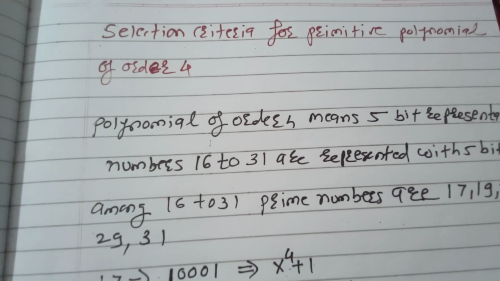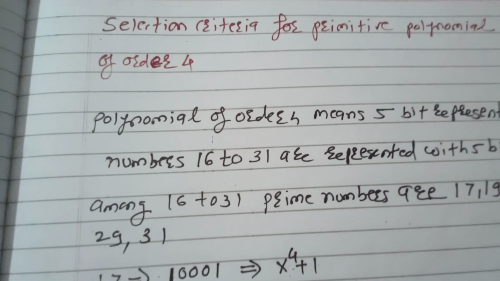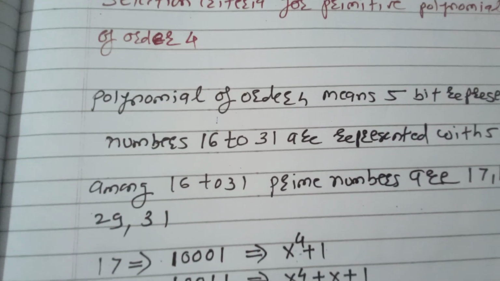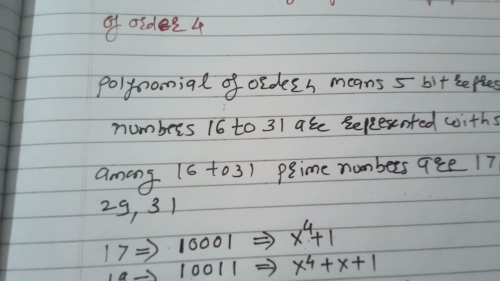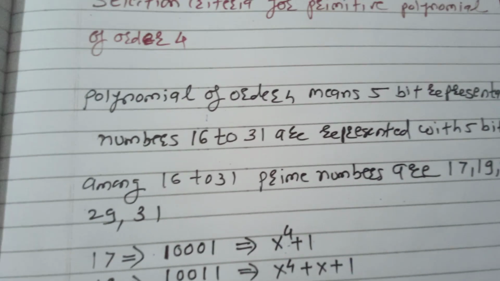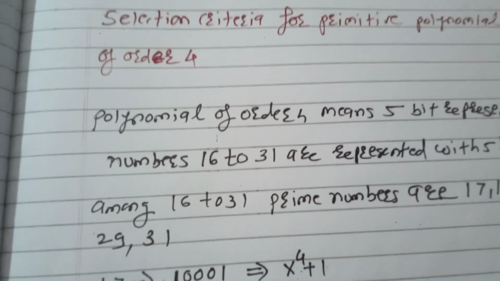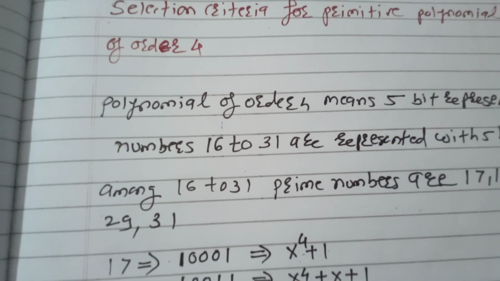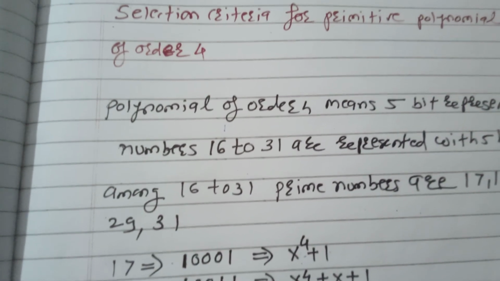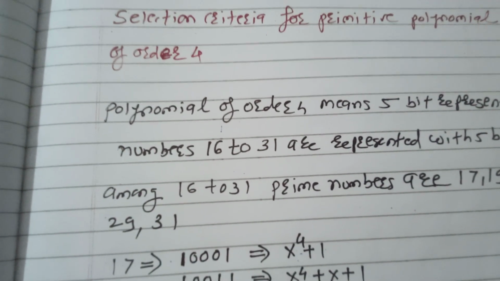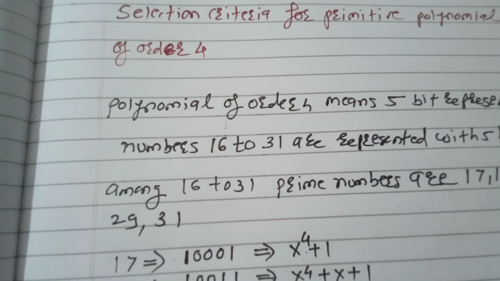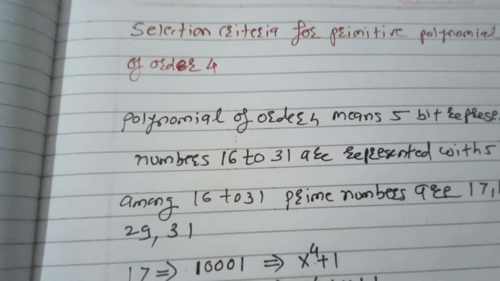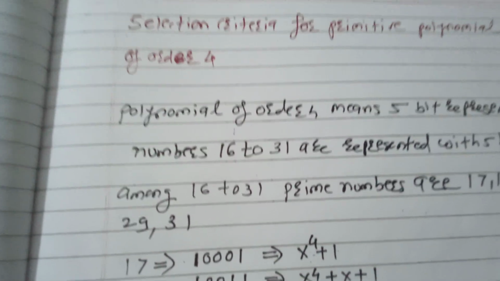Let us see the selection criteria for primitive polynomial of order 4. Order 4 means 5 bit representation, so numbers 16 to 31 are represented with 5 bits. First we will see the selection criteria for the primitive polynomial: it should be a prime number and it is irreducible over Galois field 2, because we use the primitive polynomial to construct the extended field.